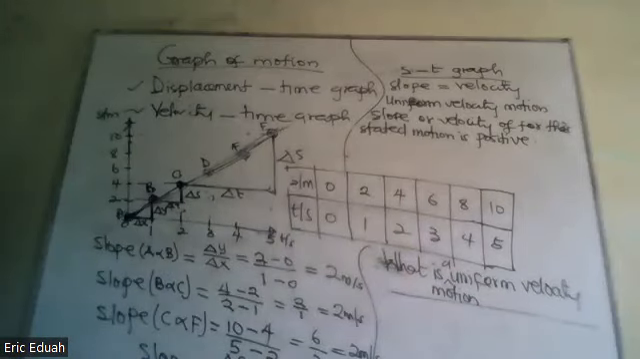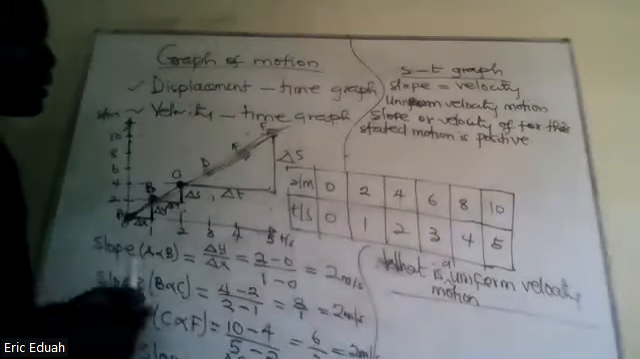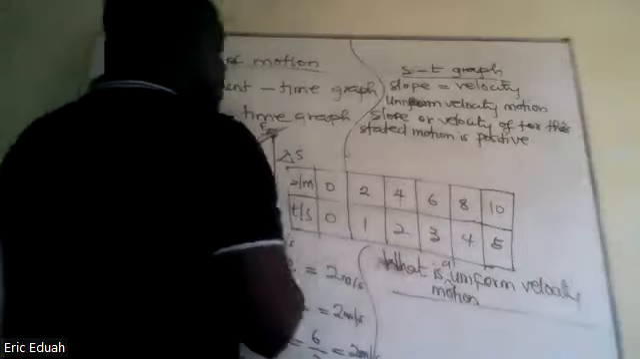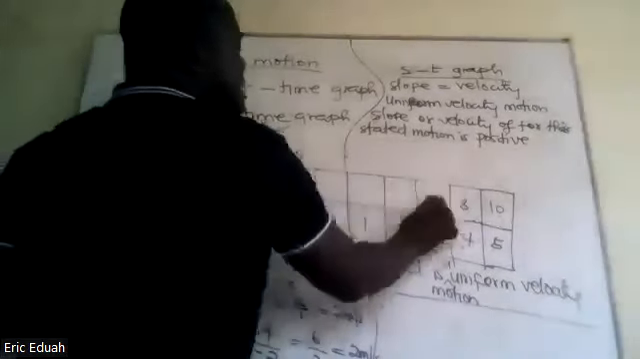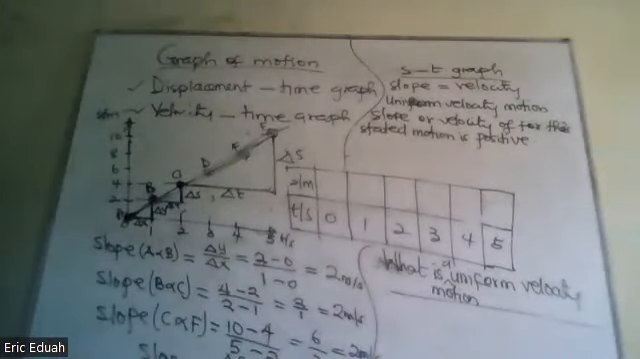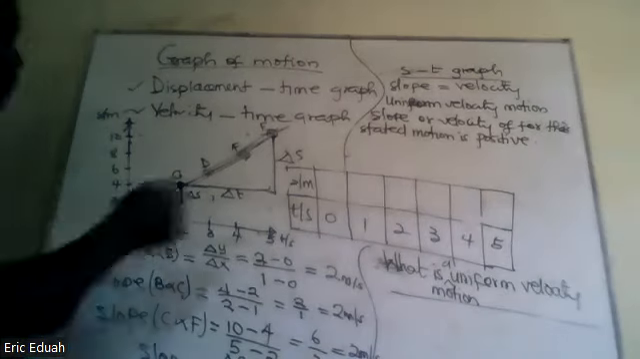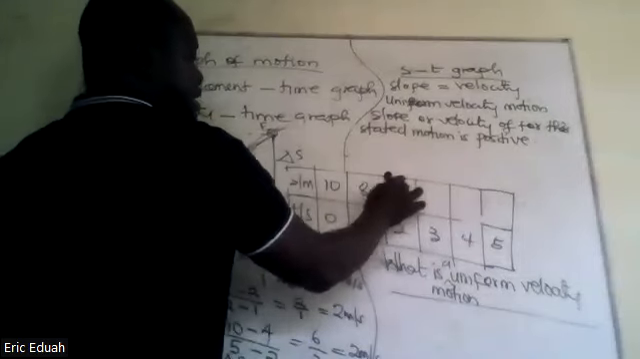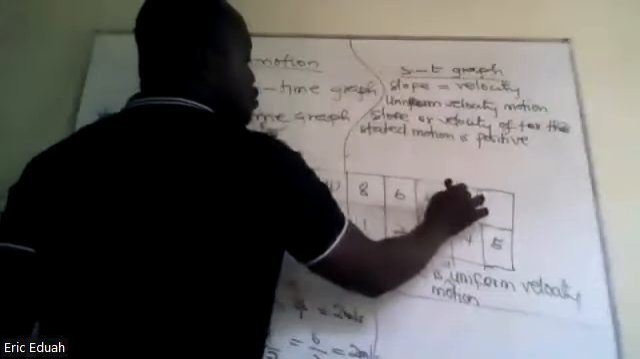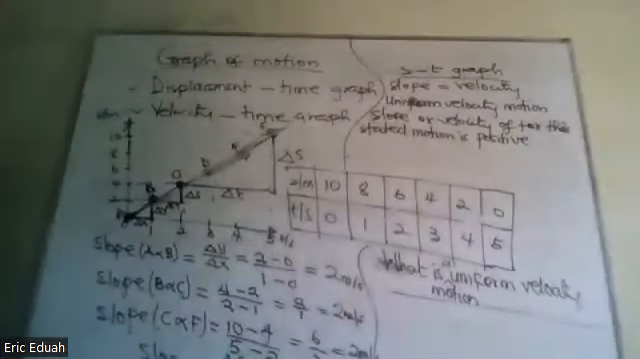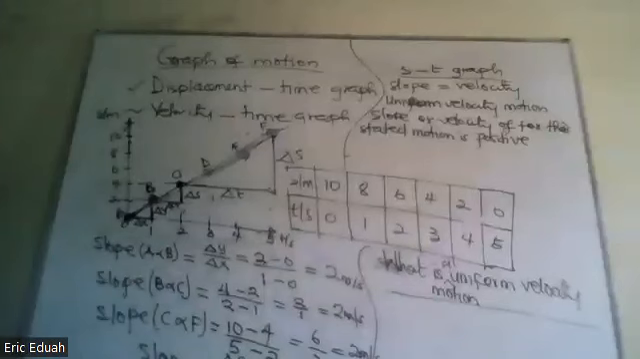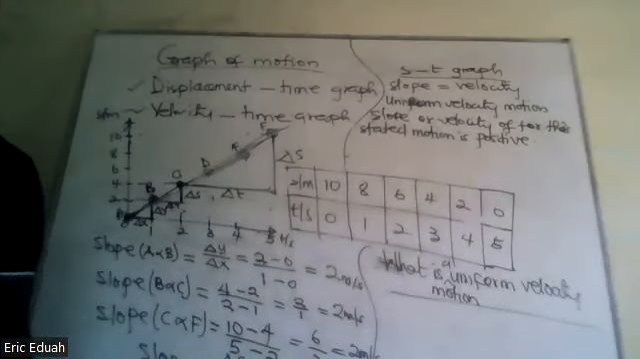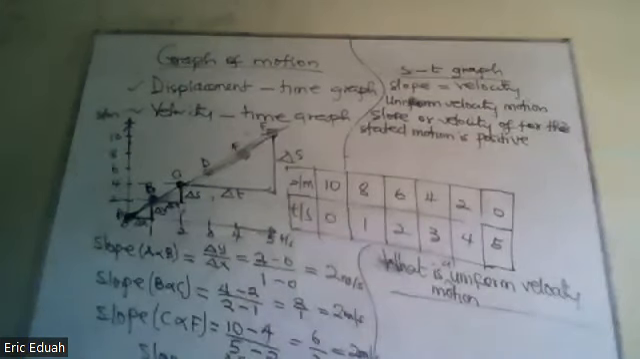Let's quickly look at another scenario. This time we are looking at a scenario where the distance covered by the body decreases within equal intervals with time. So 10, 8, 6, 4, 2, and 0. The time is the same, changing within equal intervals. 1 second, 1 second.